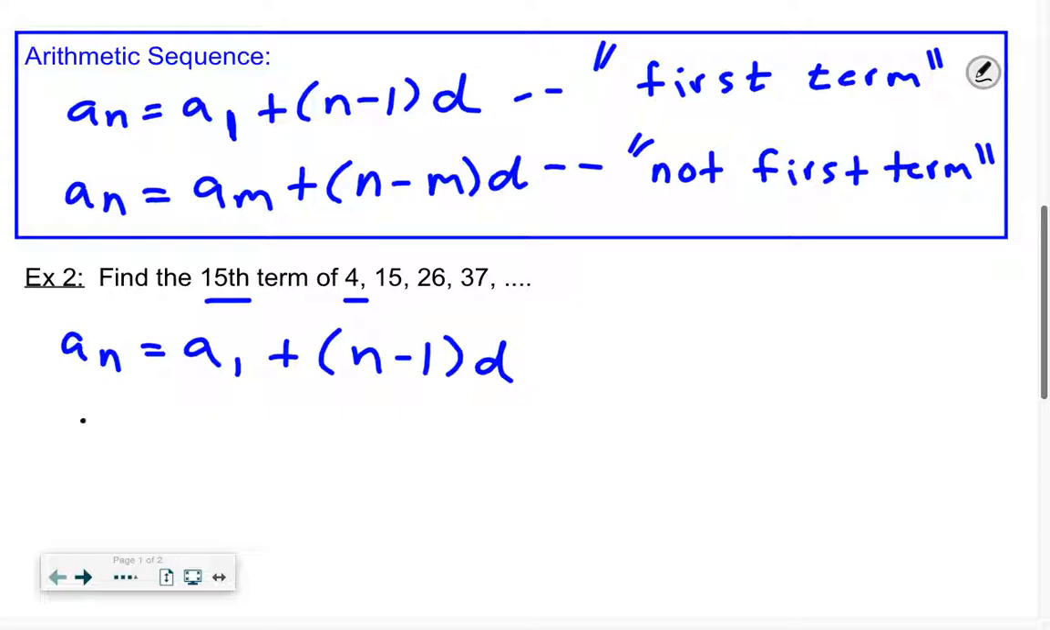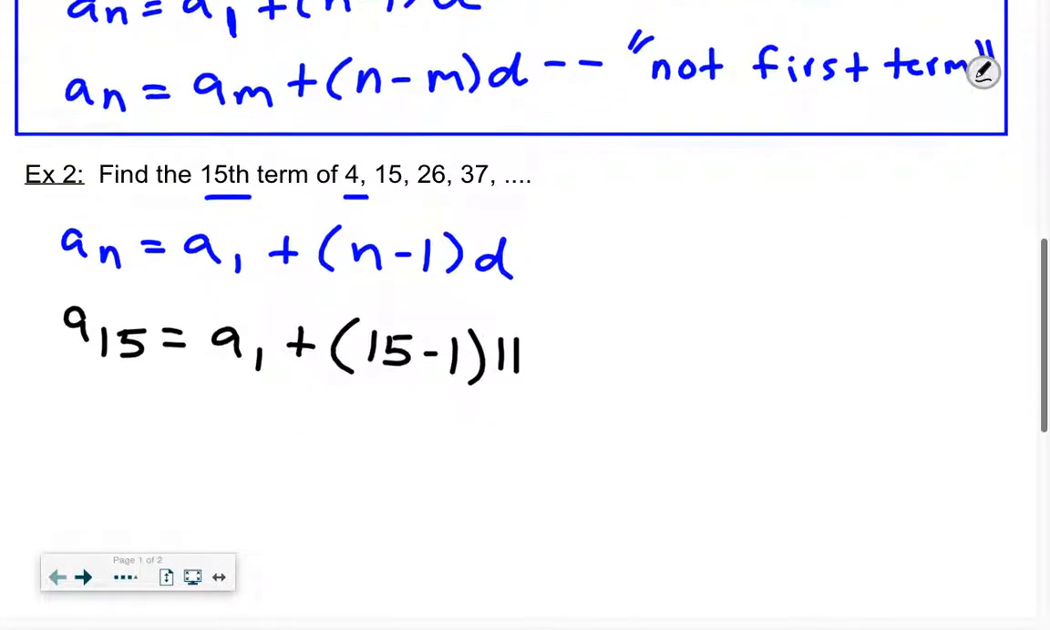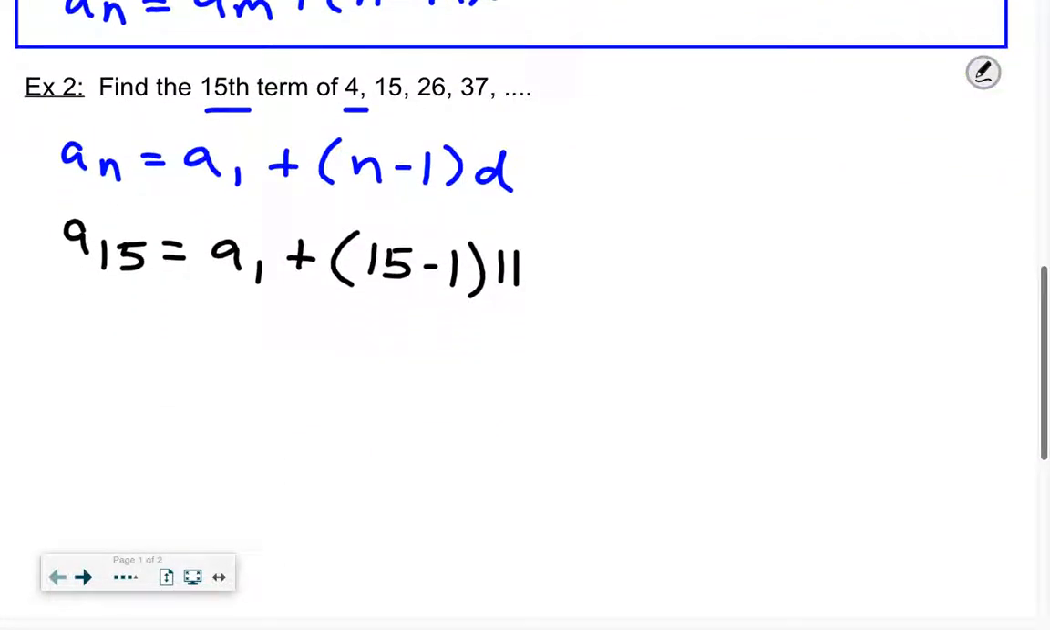Okay, we want to solve for the 15th term. So I'm going to go ahead and let my n be 15. A sub 1. What's my n value again? Well, it's 15. And there's my minus 1. Common difference we said was what? 11. And what did we say a sub 1 was? 4. Very good. The very first term, a sub 1, is 4.